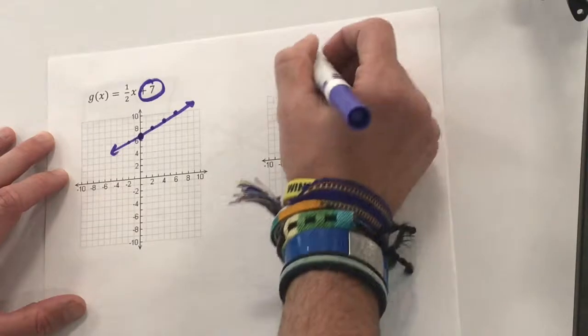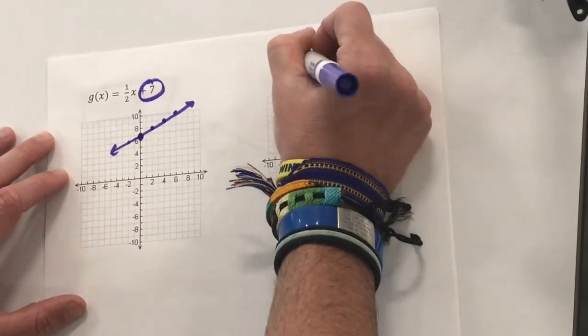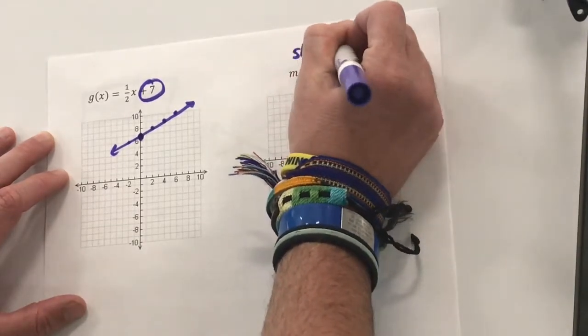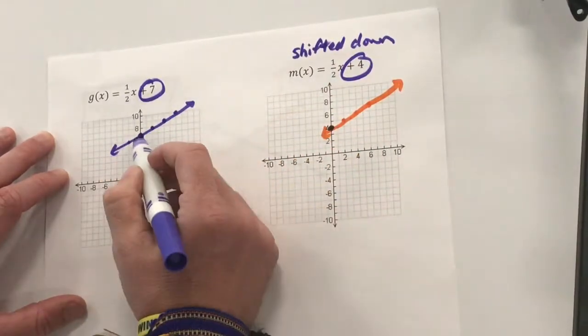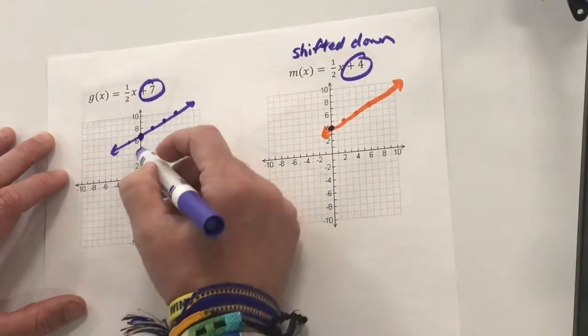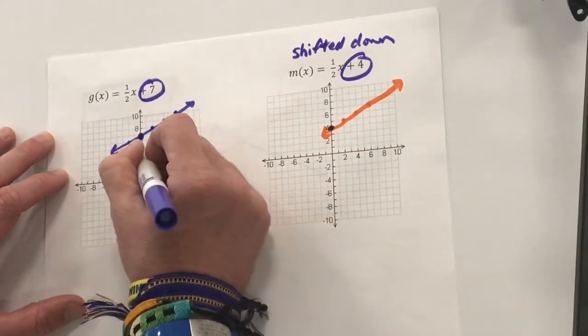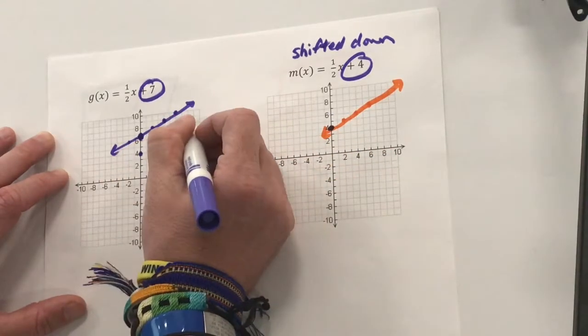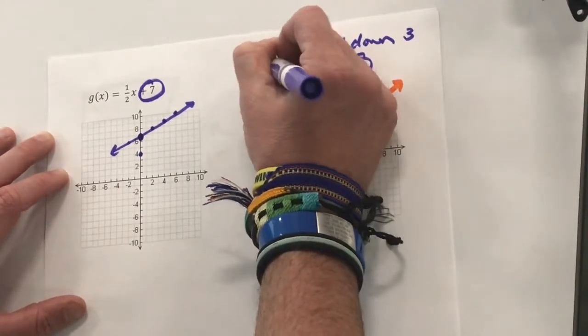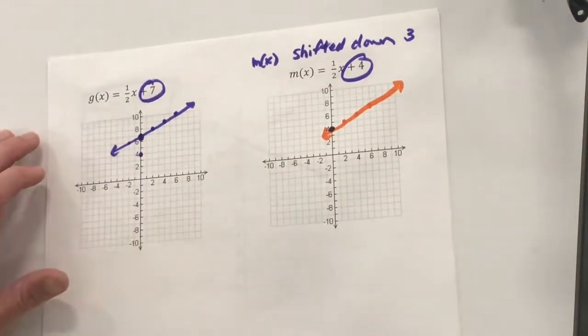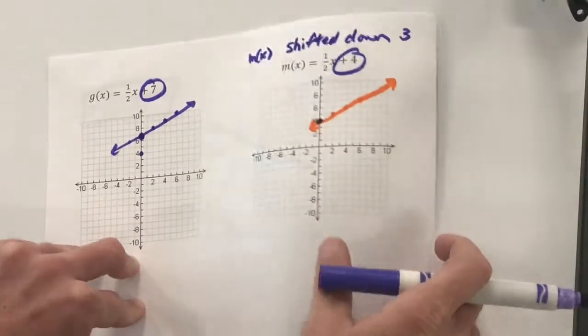So we would say that m of x has been shifted down, and it's actually been shifted down 3. Here the y-intercept was 7. On m of x, the y-intercept is 4. Same slope. So m of x is the original function g of x, but we've shifted it down 3.